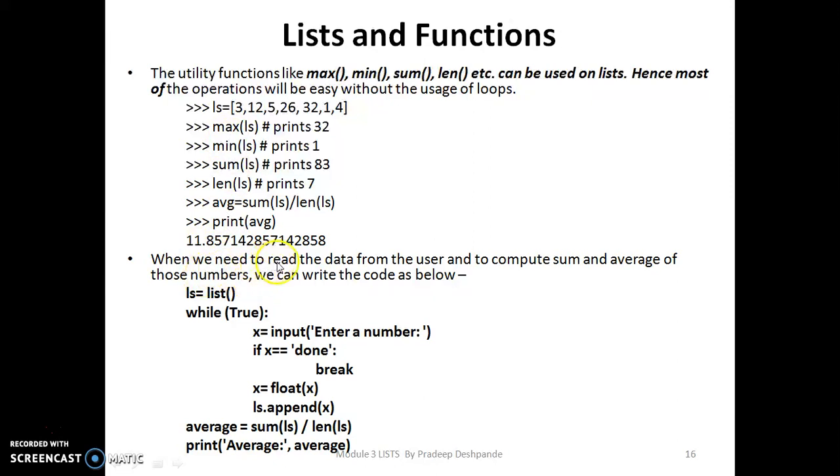When we need to read the data from the user and compute the sum and average of those numbers, we can write the code like this: ls equals list. One empty list we have created here. Later the elements will be read from the user, and those elements will be added to this particular ls list. You just have to keep in mind how to create an empty list. When you want to read the elements and add them to the list, this is the way. So while True, x equals input, enter a number.